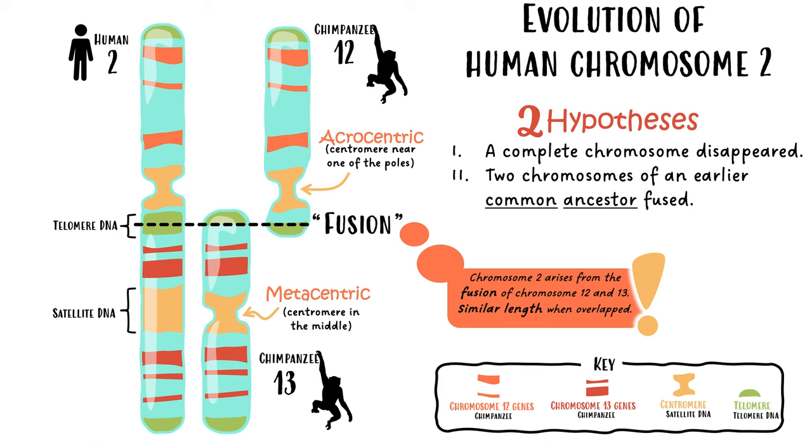They also noticed that the banding pattern is similar. Banding is these lines, these genes. You can see it. They noticed that the banding pattern from chromosome 12 here is very similar to the top of the banding pattern from human chromosome 2. The same here: the banding pattern of chromosome 13 is very similar to the banding pattern of the bottom half of human chromosome 2. So that's another evidence.